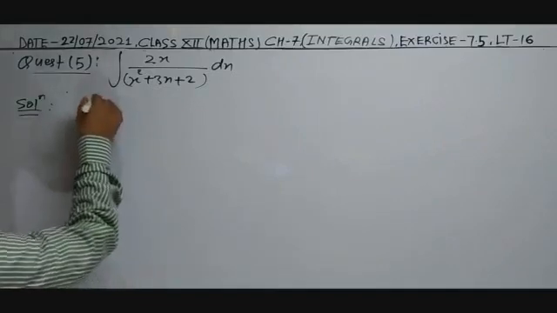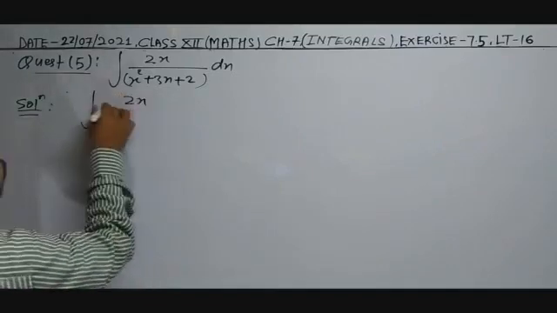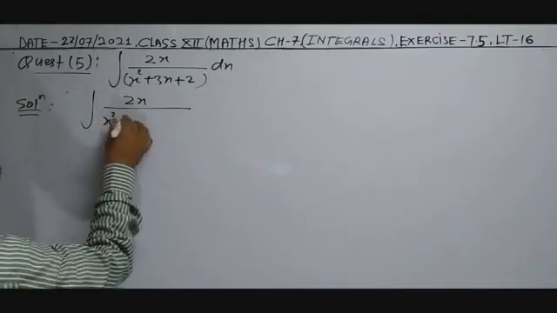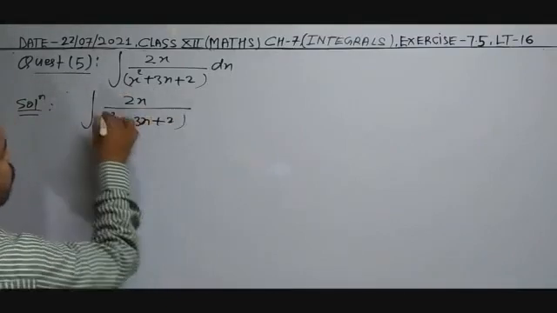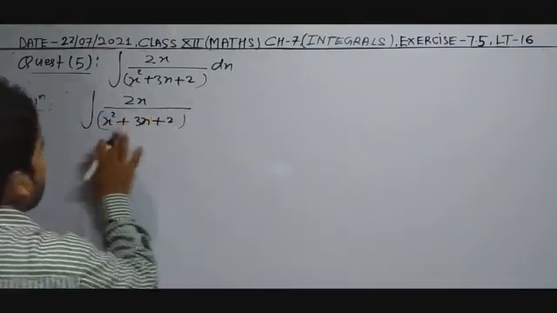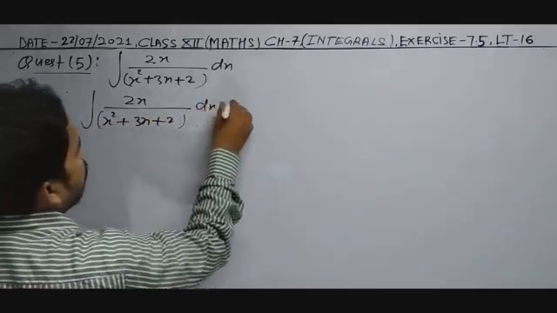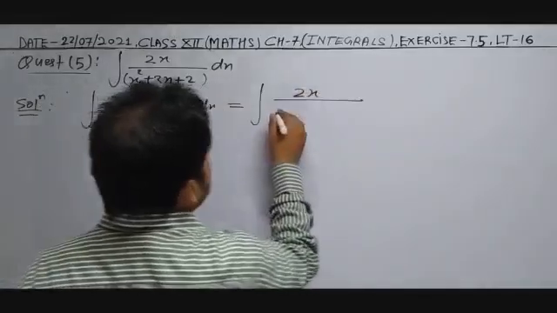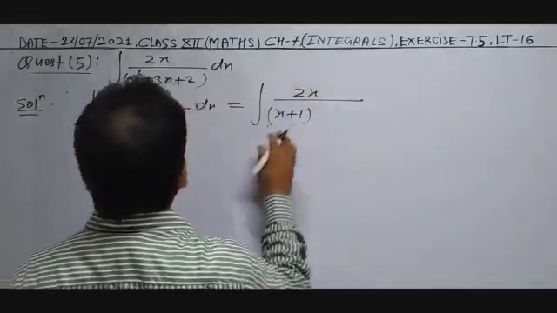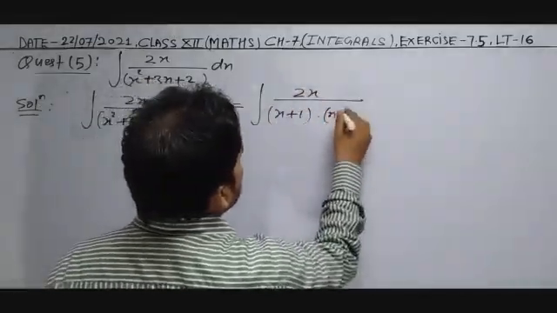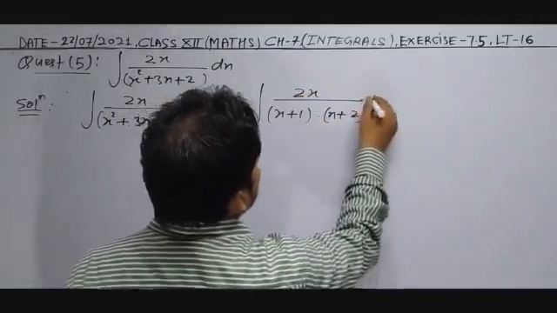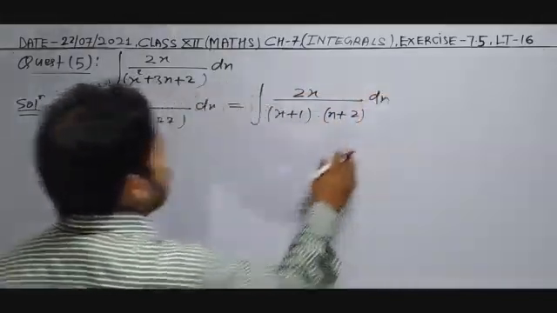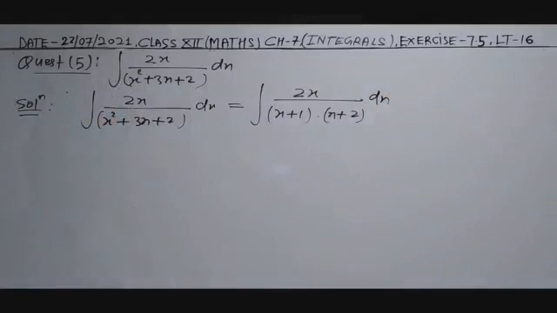integration over 2x upon x square plus 3x plus 2. X square plus 3x plus 2 is a quadratic. So its result you can write as 2x upon, in factor format, (x plus 1) into (x plus 2). When you multiply this expression, you will get the same result. So I have done the factorization. So now these steps we can write.